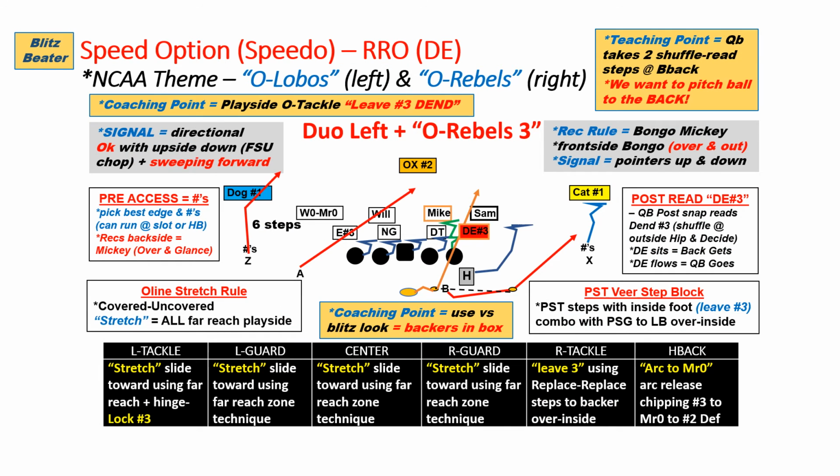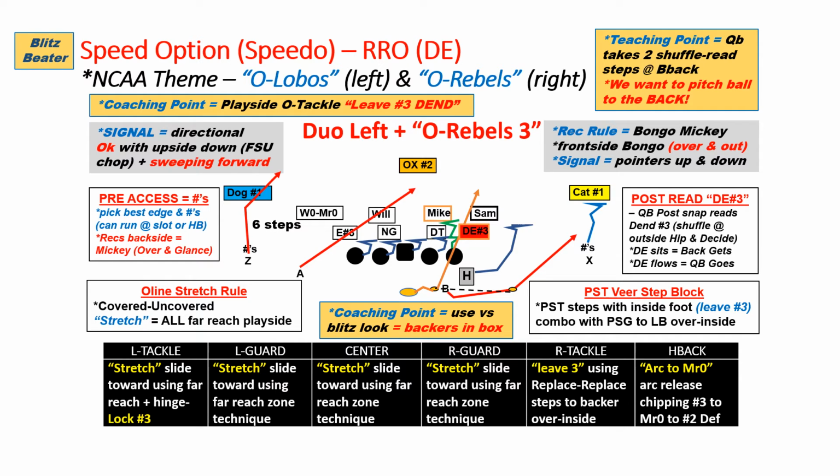Right, next one here is a great blitz beater. It's speed option, we call it SpeedO. I would pick either the fly stretch or the SpeedO. Key thought here is, who do you want to get the ball to? If it's your A receiver, then fly stretch. If it's your quarterback and your running back, then it would be speed option here.